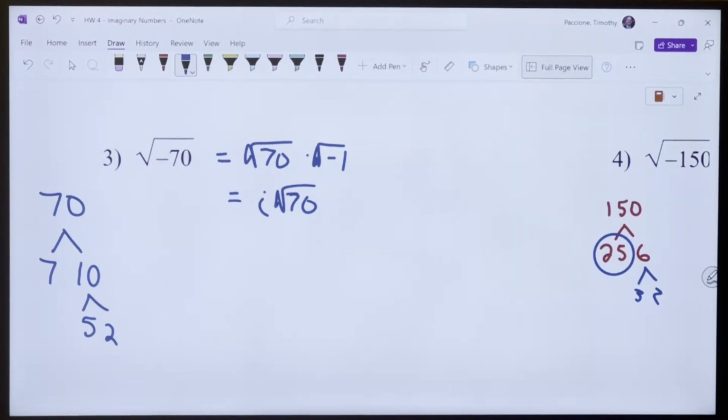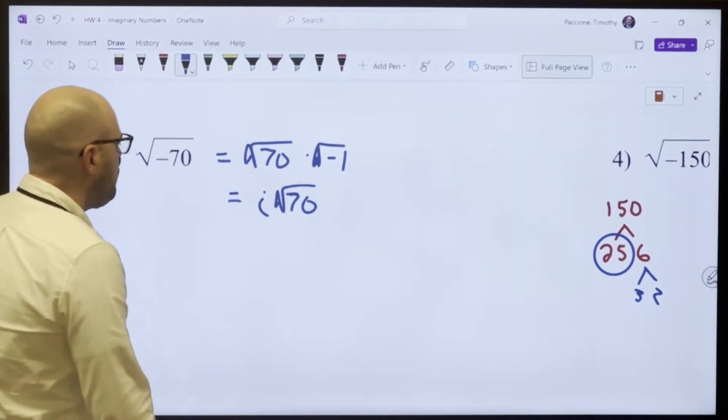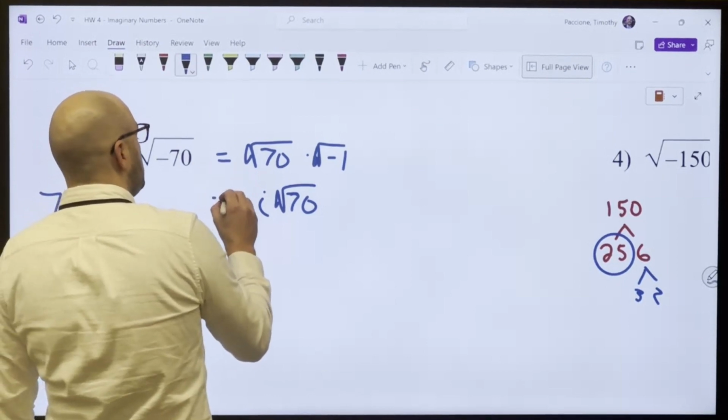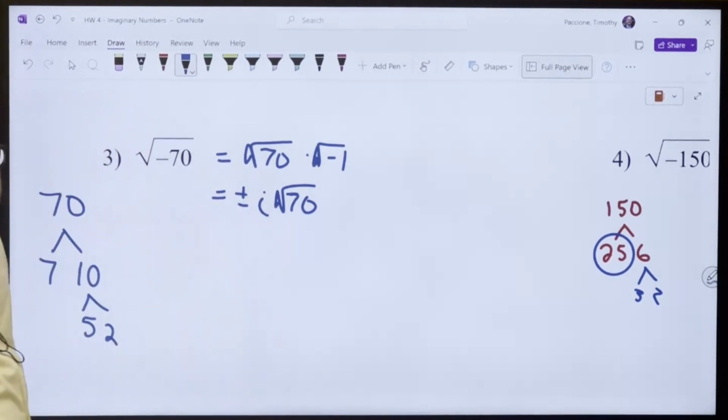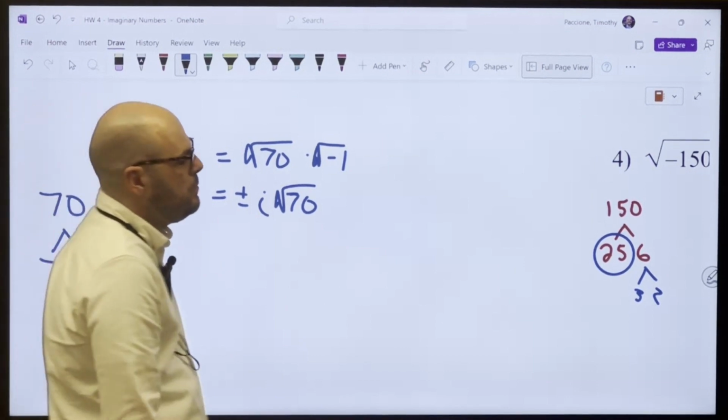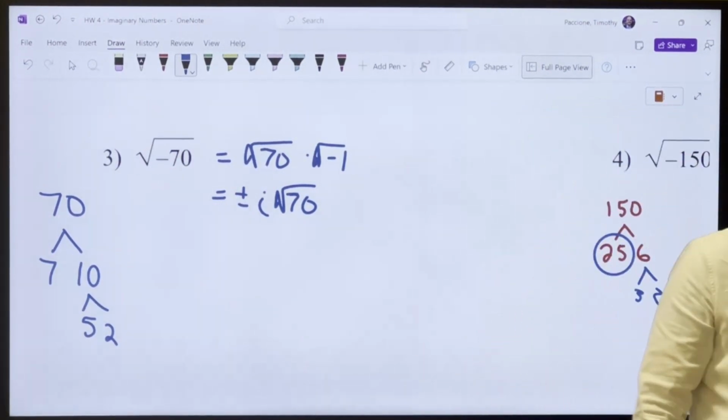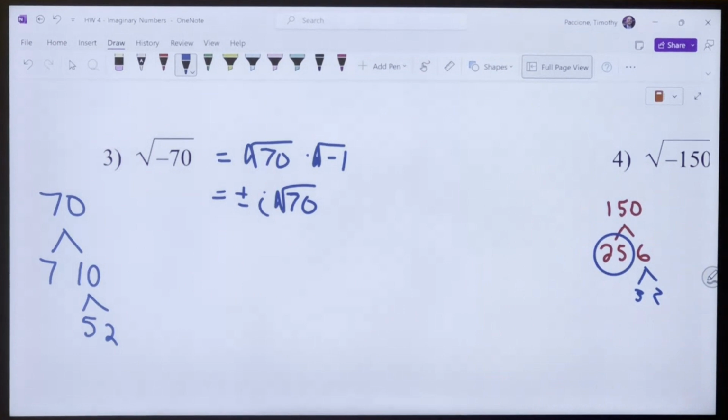Yeah. Is it just i square root of 70? Or, well, actually, it would be plus or minus. Any other questions on the front? 7?